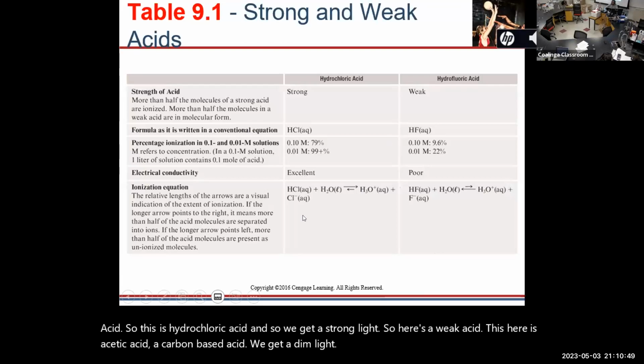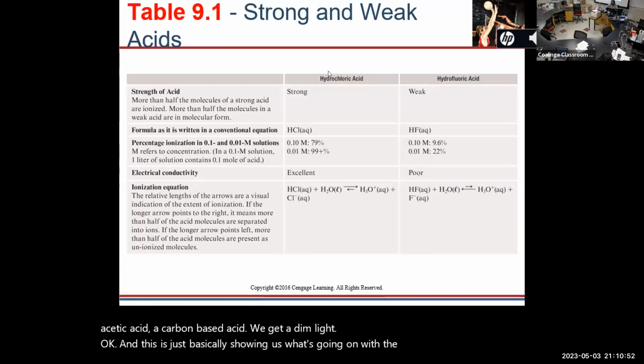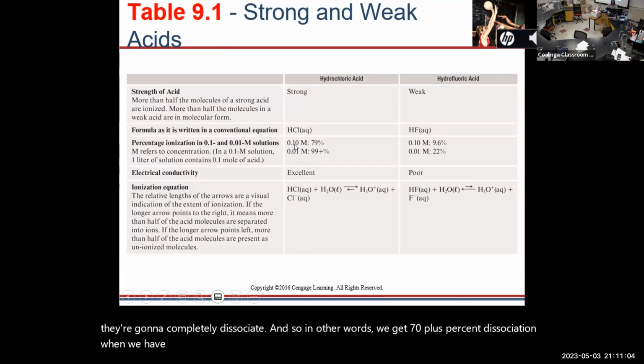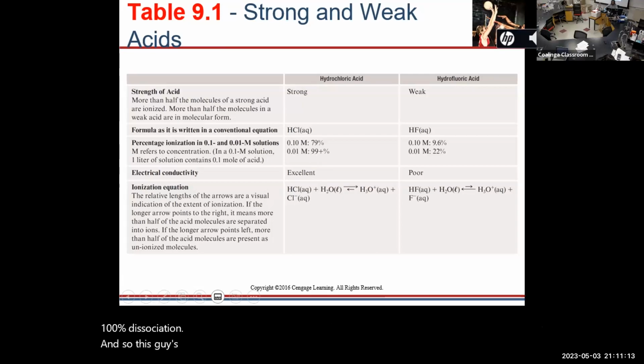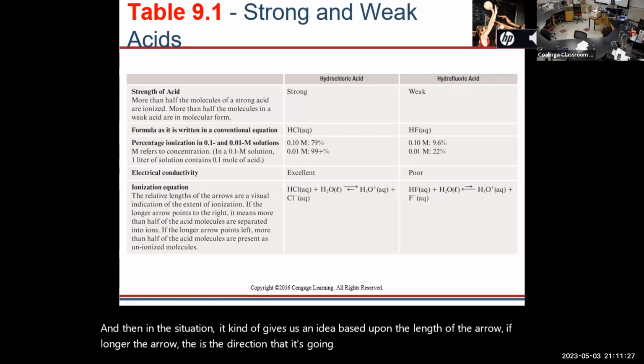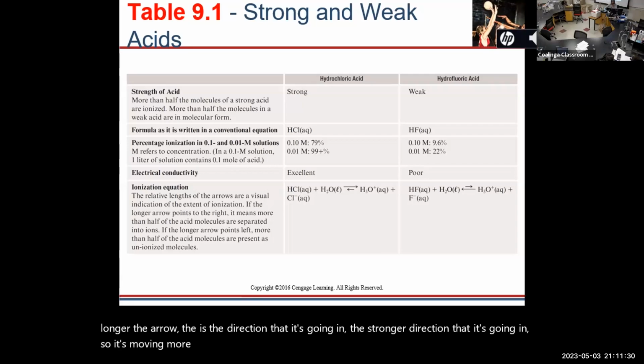Okay, and this is just basically showing us what's going on with the table, right? So strong acids are going to completely dissociate. In other words, we get 70+% dissociation when we have a high concentration of a strong acid. When we dilute it more, we get 100% dissociation. And so this is going to be really good at conducting electricity because it forms the ions. In this situation, the length of the arrow gives us an idea: the longer the arrow, the stronger the direction it's going. So it's moving more towards the product rather than towards the reactant.